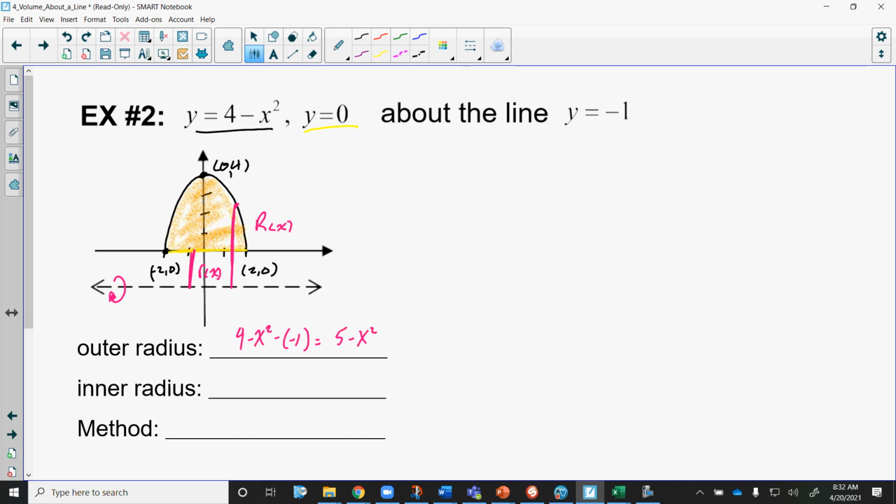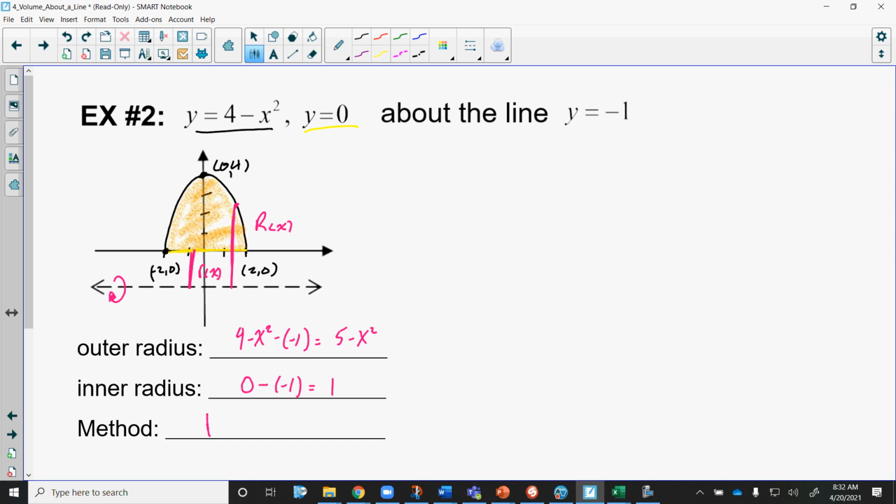And same thing with the inner radius. This one should be pretty easy to determine. This one we can just count. The inner radius is going to be the line y equals 0 minus the line that we're rotating it around, which in this case is -1. And you could just count the distance. In this case, you could just say that it's just going to be a +1.